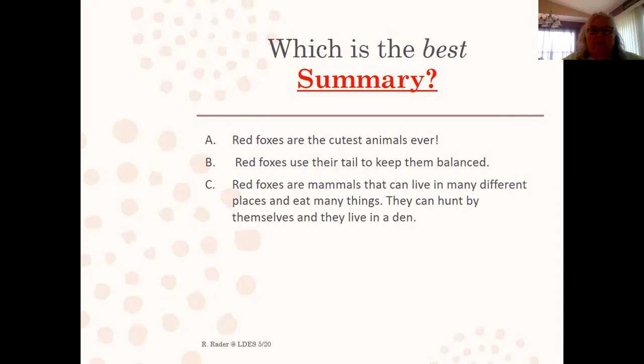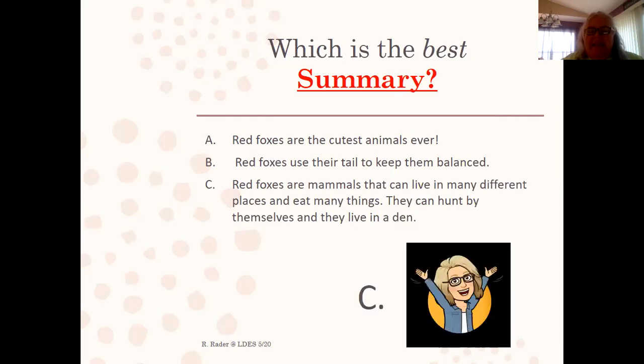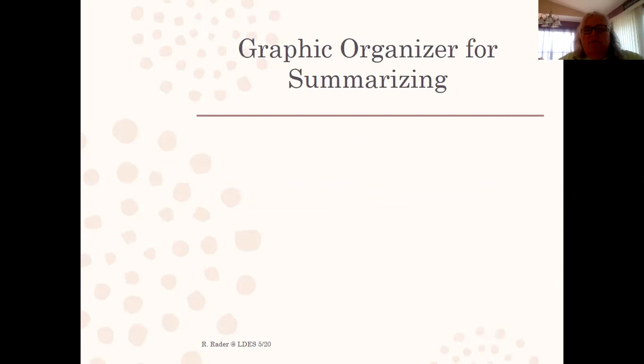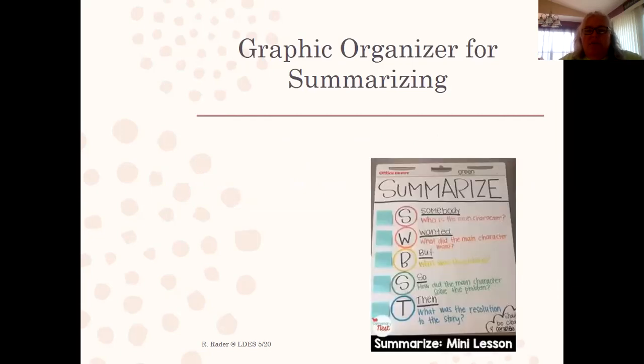Say it loud. A little louder. C, that is correct. Good job. And if you notice, that is exactly what we wrote in our summary. Good job. So now we're going to use a graphic organizer for summarizing fiction text.